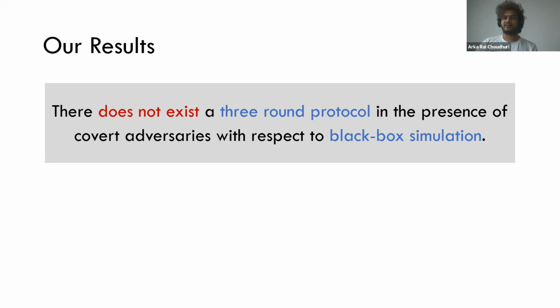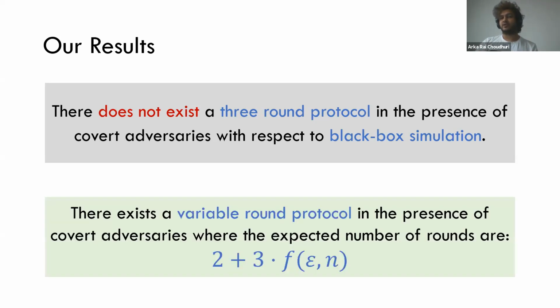Great. So what are our results? We first show a negative result showing that you can't hope to have a 3-round protocol even against covert adversaries. So that rules out 3-round protocols. What can we conceivably hope for from a positive result? We actually show a variable round protocol that, in the presence of covert adversaries, has an expected number of rounds that's 2 plus 3 times some function, and this function takes values between 0 and 1.